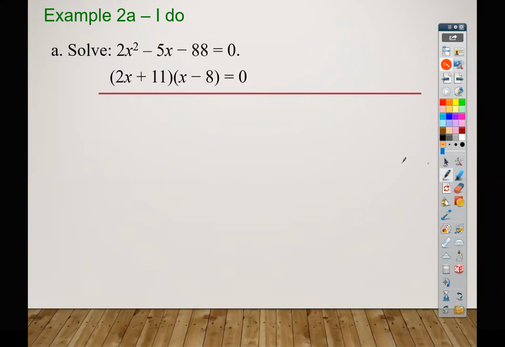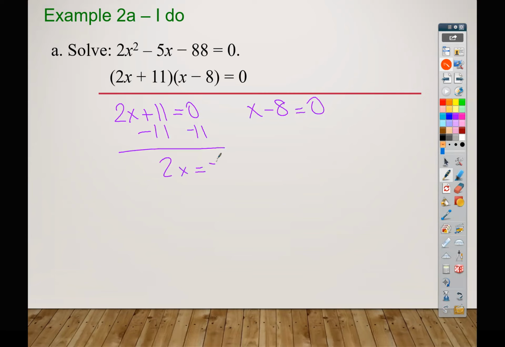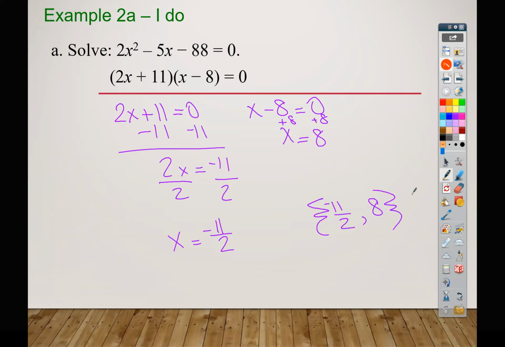So once I factor it, I take each of those factors and set them equal to 0. So 2x plus 11 equals 0, and x minus 8 equals 0. I'm going to subtract 11 from both sides and divide by 2. So one of my answers is -11/2. And I would add 8 to both sides and get x equals 8. So the solution set for this is -11/2 and +8.